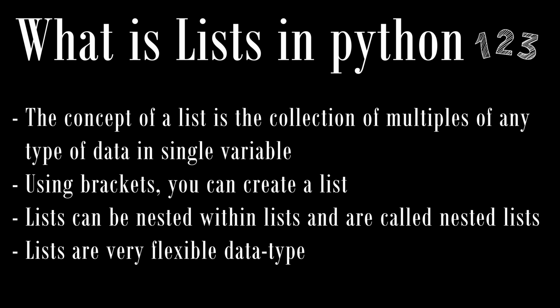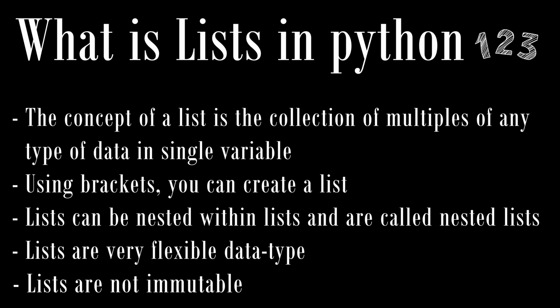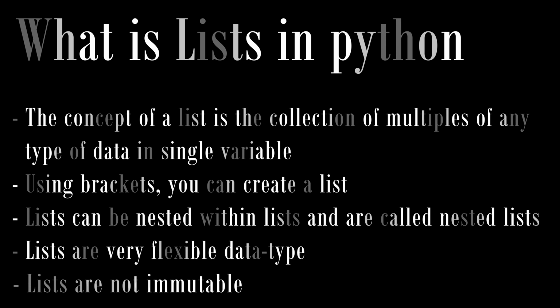A list is a collection of multiple items of any type of data in a single variable, and that means we could have a sequence of any data type inside a list. When we want to create a list, we use two brackets. A list can be nested inside another list, and we call this type of list a nested list. List is a very flexible data type in Python. With this flexibility, we mean that the values inside the list could be added, changed, or removed. So lists in Python are not immutable.